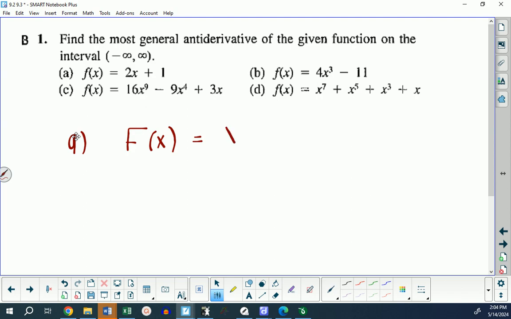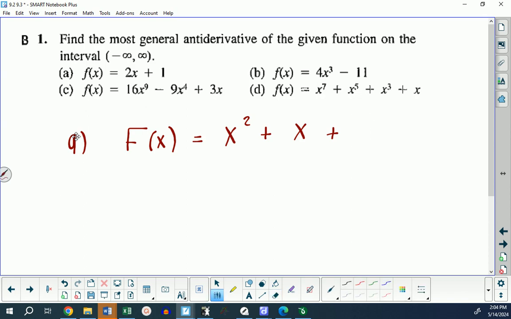You could very easily say that x squared plus x is an antiderivative of f of x in part A, because the derivative of x squared plus x will give you 2x plus 1. Am I right? Okay. The only issue is x squared plus 1 plus pi will also give you a correct antiderivative, because if you differentiate that, you still get 2x plus 1.